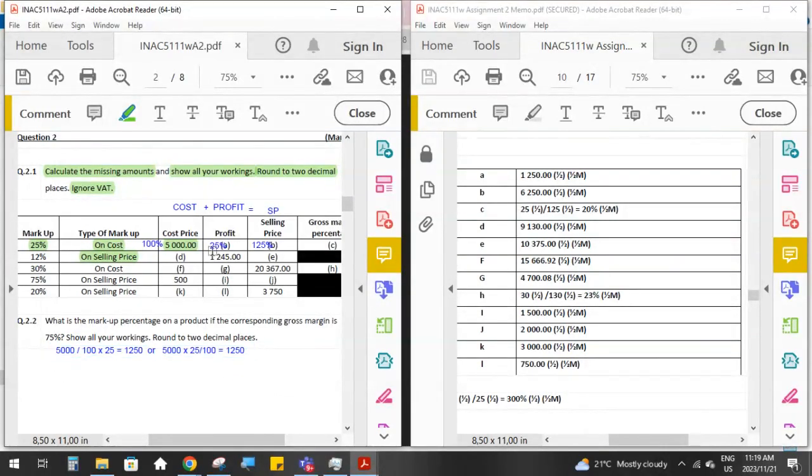Okay, so we've now worked out A, the profit. The selling price is also what we want to work out. So we already know the cost price is 5,000. We know the profit is 1250 because we've now worked that out. So because we know cost plus profit equals selling, we can say 5,000 plus 1250 equals 6250.